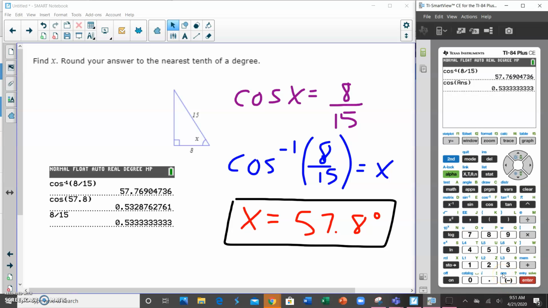Now when I do 8 divided by 15, it will match exactly because I use the exact answer, not the rounded answer.